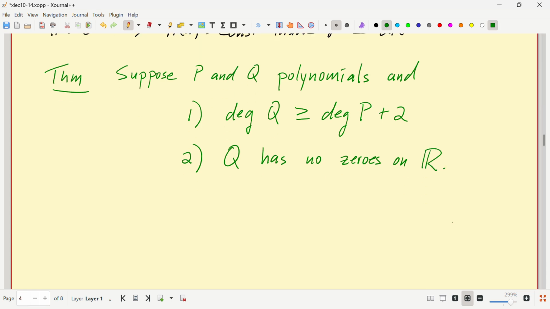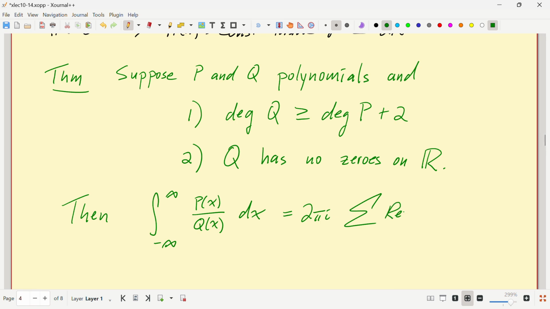Then the residue theorem is going to spit out that the integral from minus infinity to infinity of P of x over Q of x, so this is a real integral, is 2 pi i times the sum of the residues at, I'll put here A, residues at A of P of Z over Q of Z. And I'll call these where A is in the set of zeros of Q in the upper half plane.